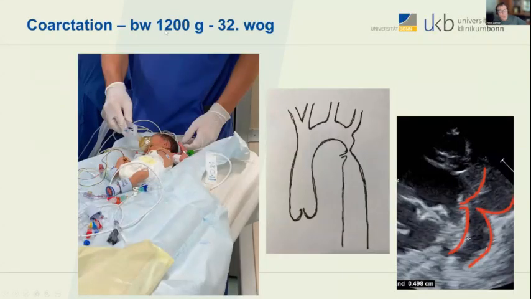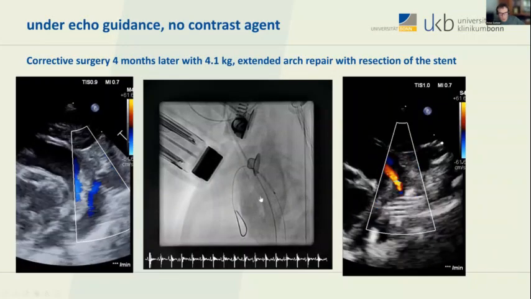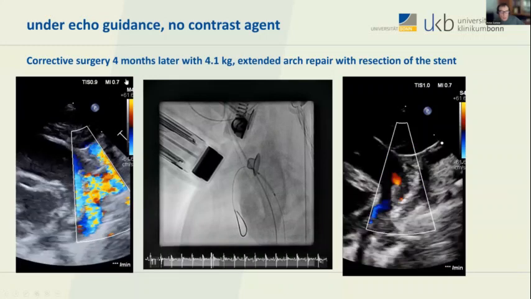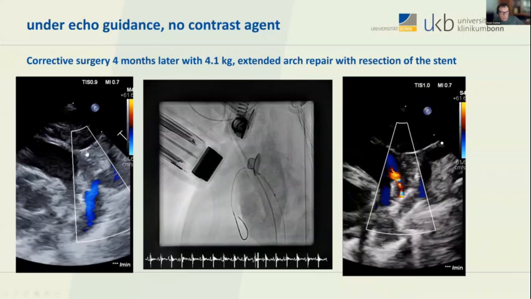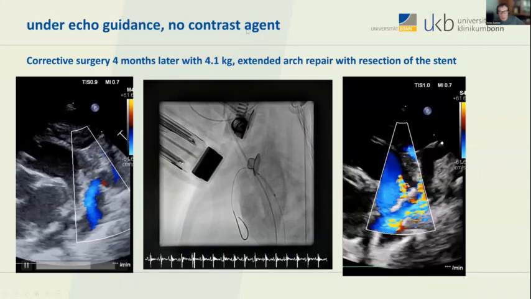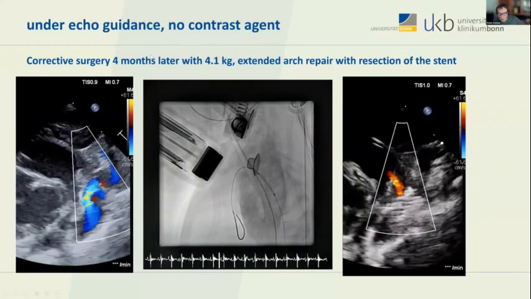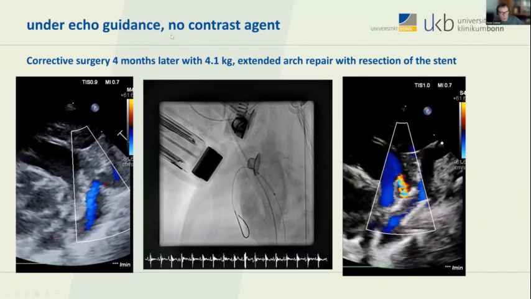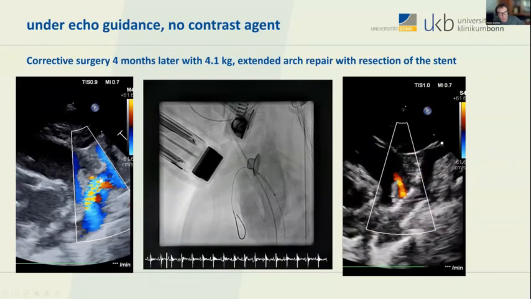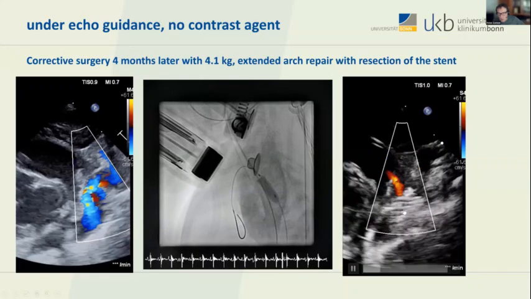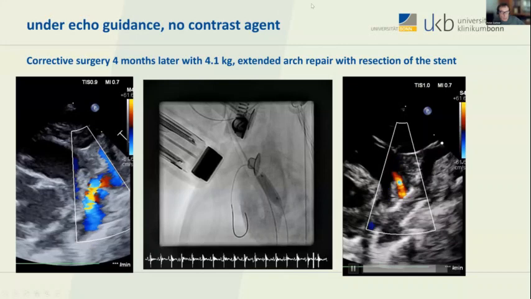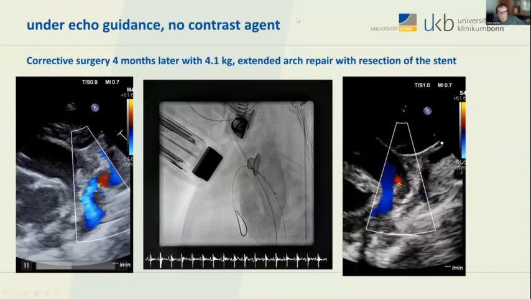We did another patient with 1.2 kilograms, which was done under echo guidance. There was just the implantation filmed with X-ray. No contrast agent was used because the renal function was really bad. And you can see a good result. The stent was exactly in place, and the patient was doing fine.